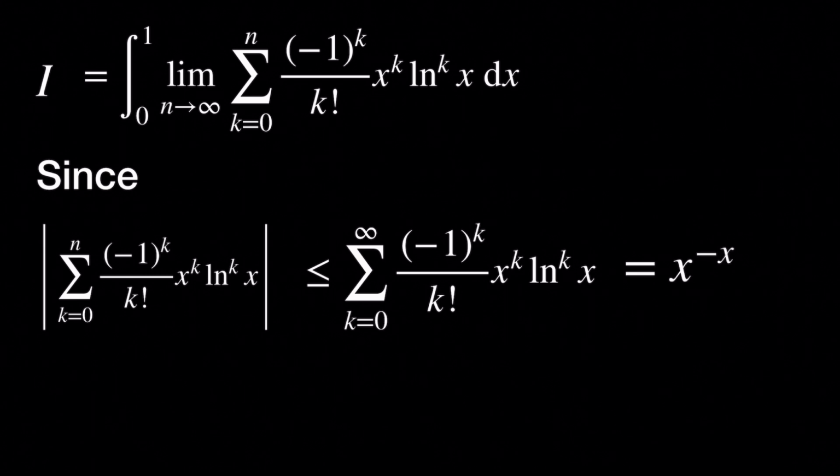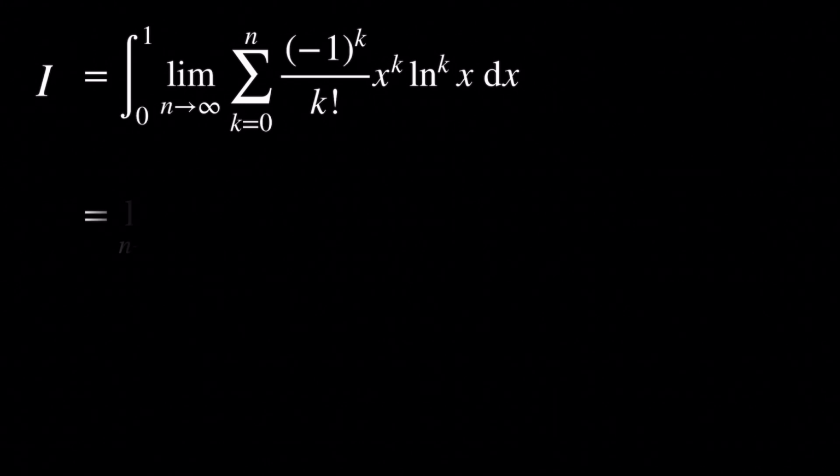and x to the negative x can be seen as a continuous function on the closed interval 0 to 1, simply because the limit of x to the negative x as x tends to 0 from the right exists. In fact, it is equal to 1. So we can extend our function by continuity on the closed interval 0 to 1. Which means we can now apply the dominated convergence theorem. So thanks to the dominated convergence theorem, the limit can go outside of the integral.